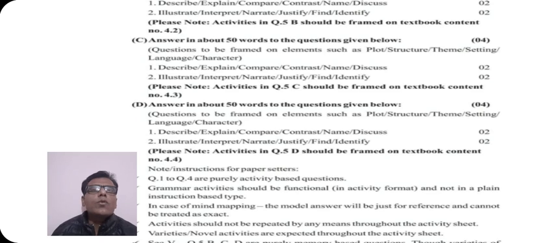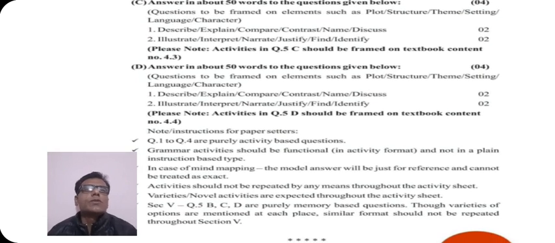Again a note is given. As given above, question 5c should be framed on textbook content 4.3. So 5a for 4.1, 5b 4.2, 5c 4.3. Next, answer in about 50 words to the questions given below. Again the same: questions to be framed on elements such as plot, structure, theme, setting, language, character. One, describe, explain, compare, contrast, name, discuss, 2 marks. Two, illustrate, interpret, narrate, justify, find, identify.